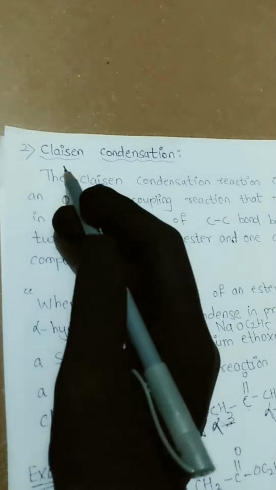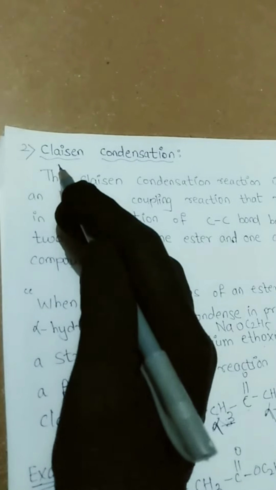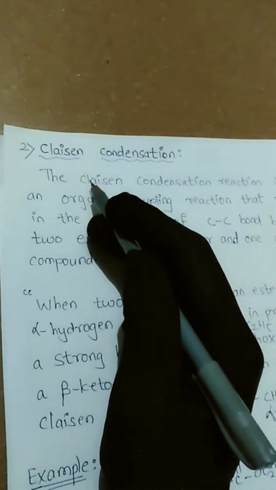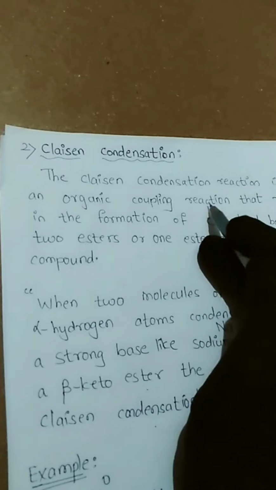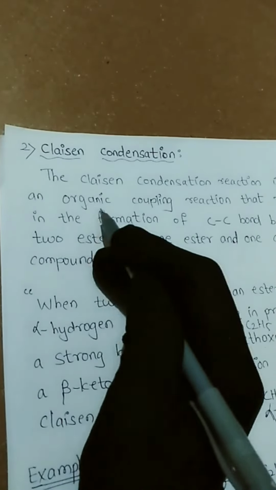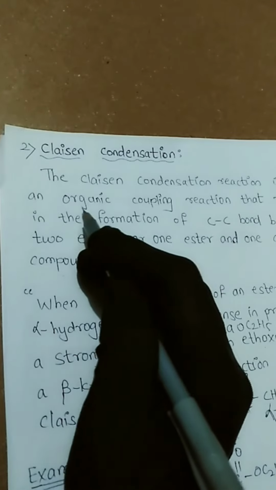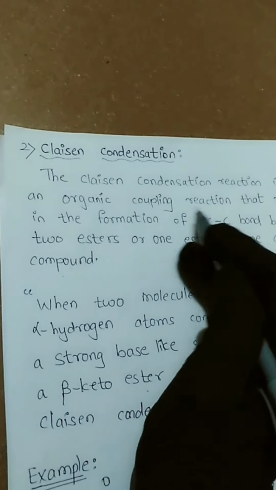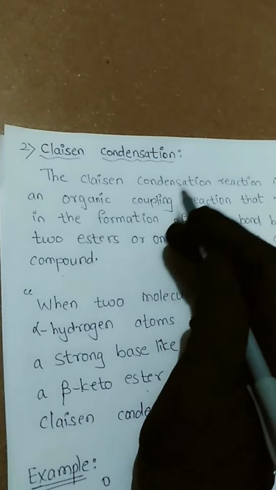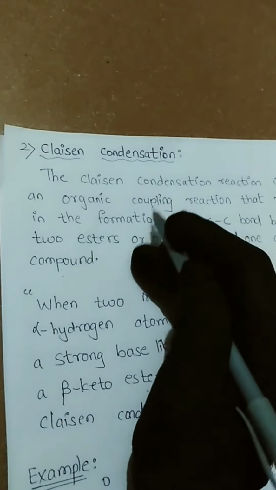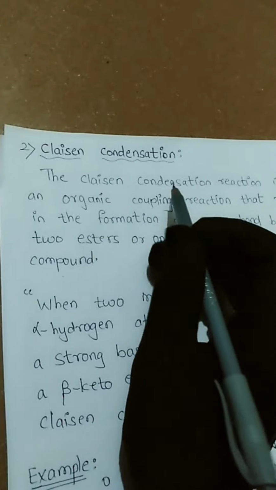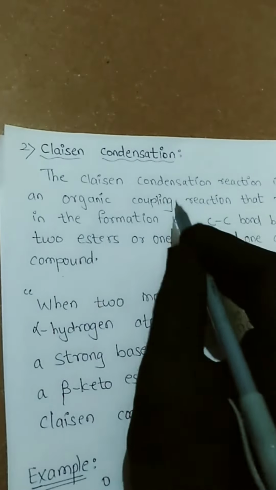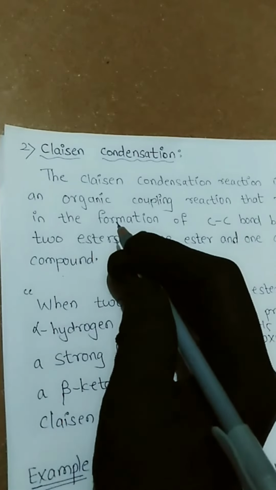So let's start with today's topic, which is Claisen condensation. So what is meant by Claisen condensation? The Claisen condensation reaction is an organic coupling reaction. Here you can see that it is again an organic reaction, but it is an organic coupling reaction. Coupling means what? There is a formation of a bond between two molecules. You can take any molecule, but in Claisen condensation, there is a specification of the molecules.